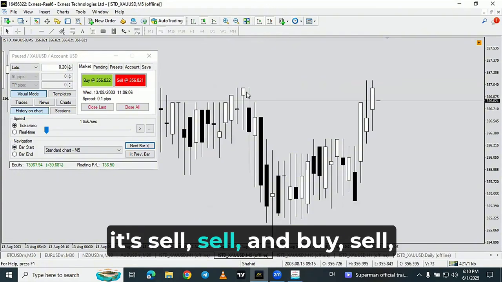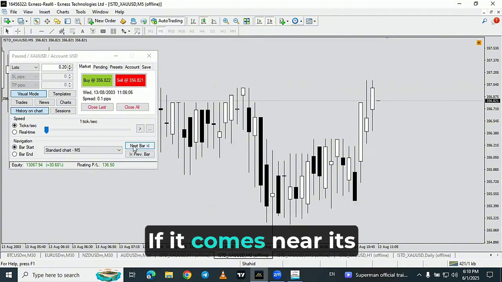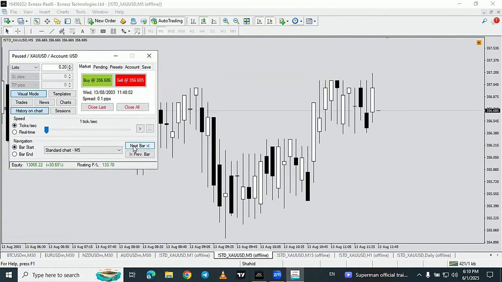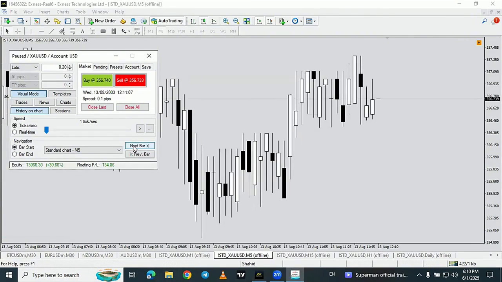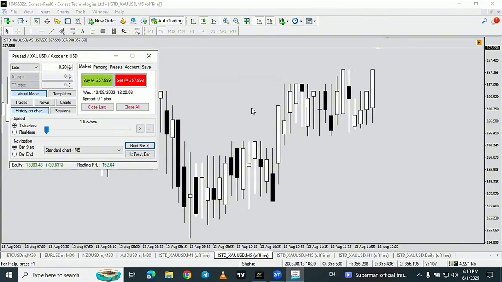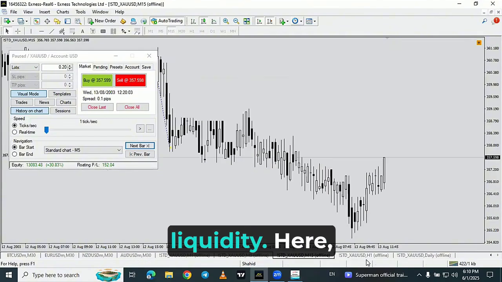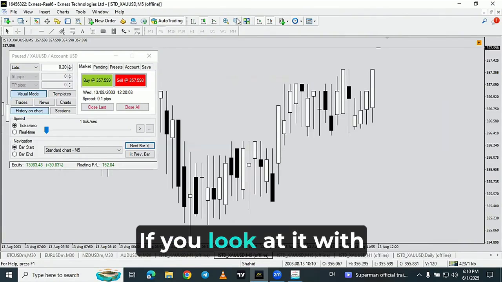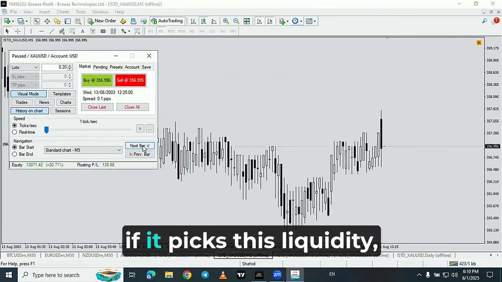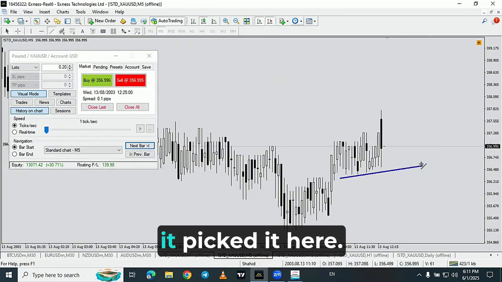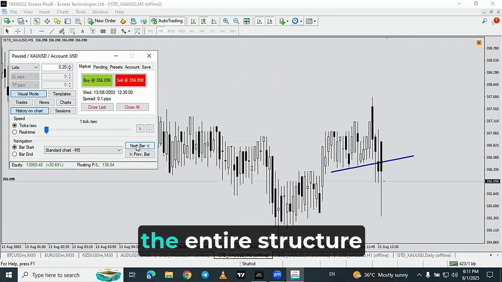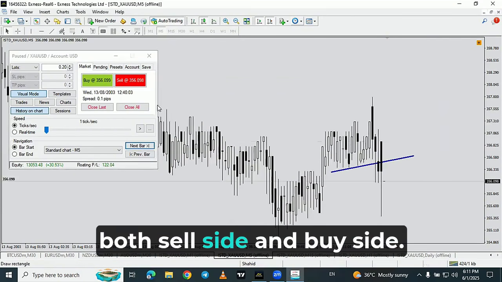Here, it's sell, sell and buy, sell and marked. If it comes near its range liquidity, we'll make it bullish. Here it's not near the range liquidity. Here the structure has shifted on the daily engulfing. If you look at it with our structure, if it picks this liquidity, we'll buy it. See, it picked it here. Here the entire structure had shifted both sell side and buy side.